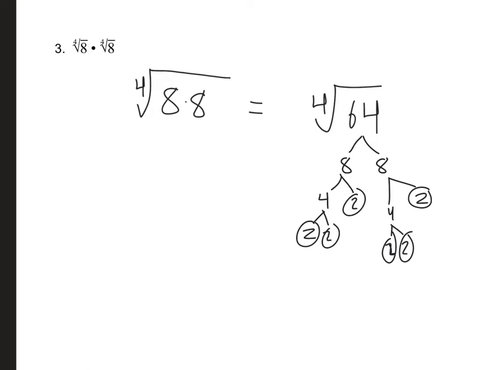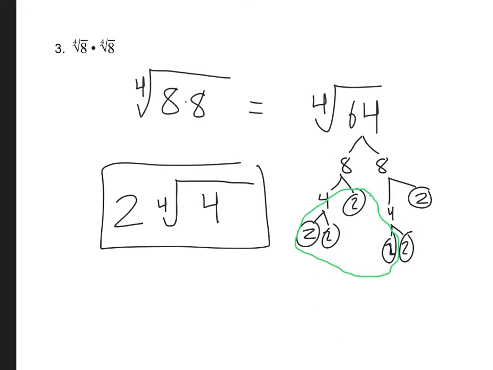So all 4 of these are going to get paired, and I'm going to be able to simplify that down to a 2 on the outside. So I have 4 2's there, so that will come out. And then I have 2 2's left over. 2 times 2 is 4. So that's going to be my final answer.